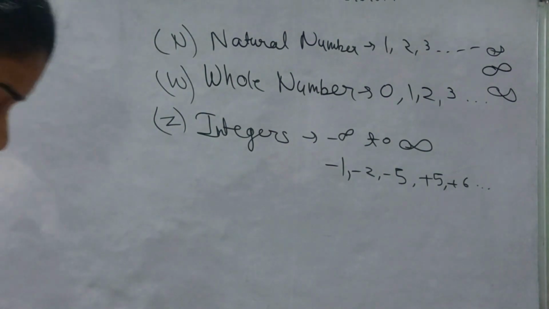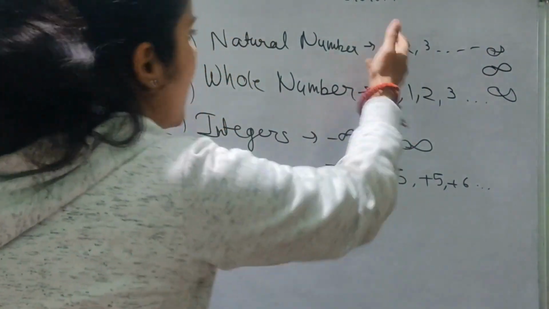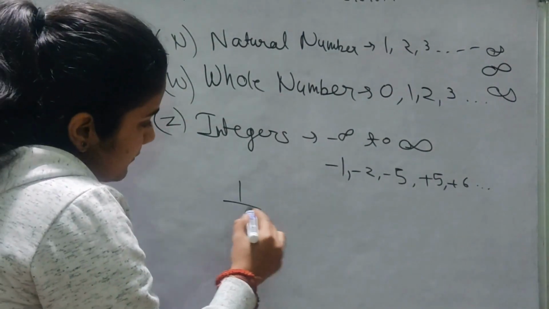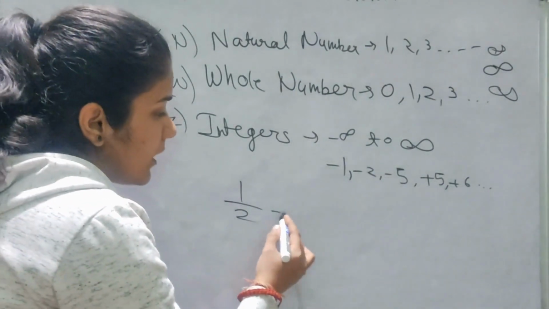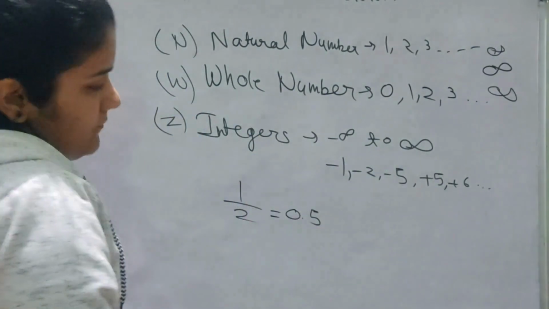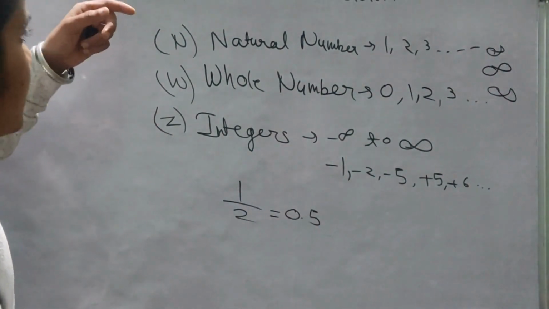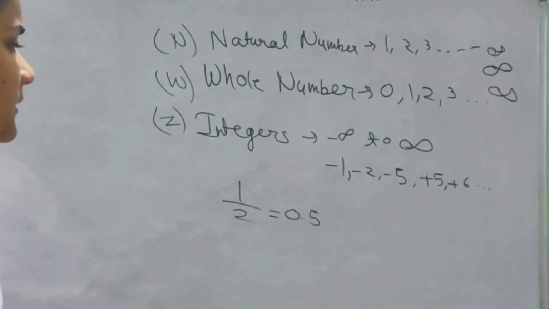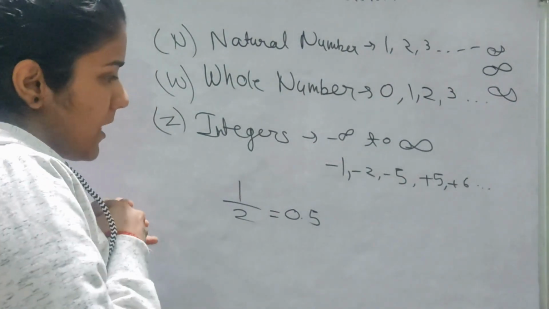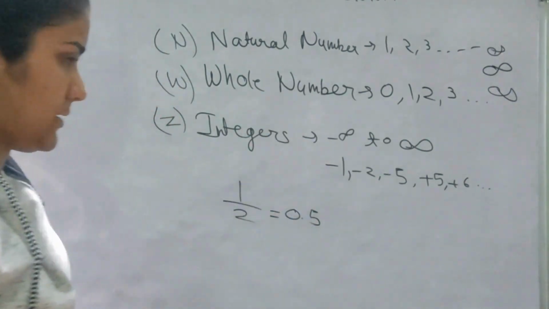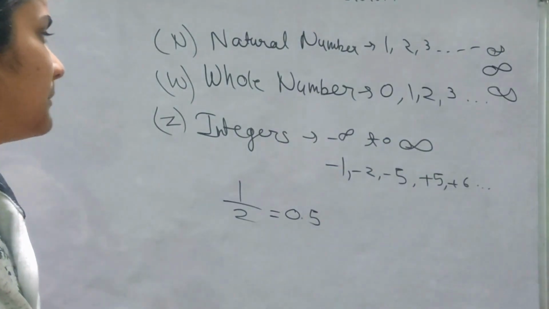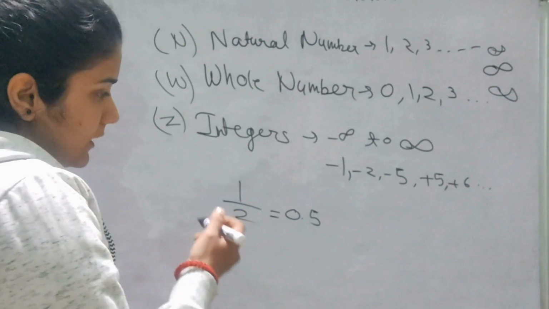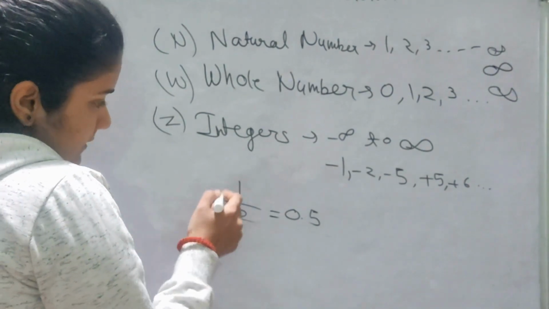Now what comes next? What if we divide 2 by 3? What are we left with? Something, what if we divide 1 by 2? What are we left with? We are left with 0.5. Now which kind of number is it? It doesn't fall in the category of natural number, whole number and also integer. What kind of number is it? It is simply a decimal number. So we can conclude it as a rational number.